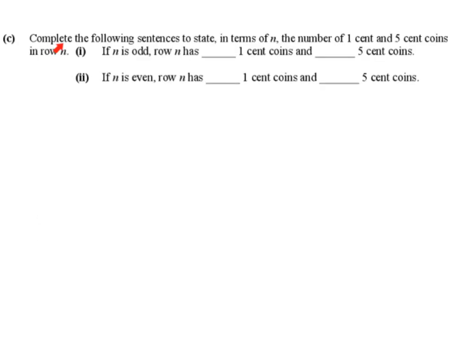Part C. Complete the following sentences to state, in terms of n, the number of 1 cent and 5 cent coins in row n. Part 1. If n is odd, row n has something 1 cent coins and something 5 cent coins. So how many 1 cent coins, how many 5 cent coins? Part 2. If n is even, row n has something 1 cent coins and something 5 cent coins.